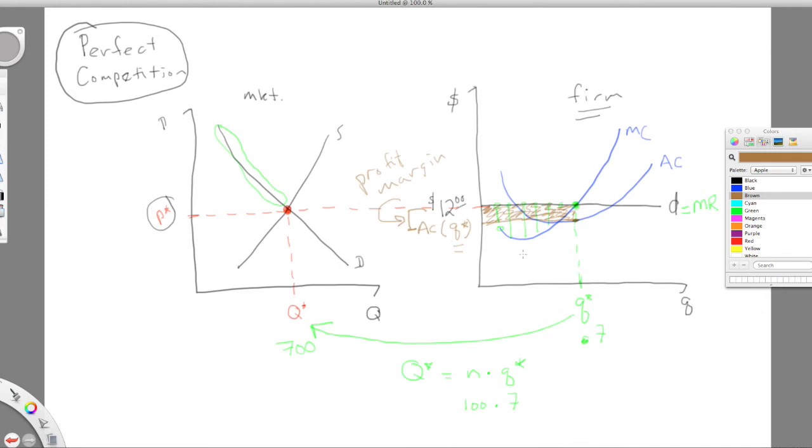Now there's one more thing I'd like to talk you through, which is the long run adjustment process for perfect competition, in which case this profit rectangle is going to be under a bit of fire. To do that, I'm going to quickly get us a clean screen, and then we'll walk through the long run situation.